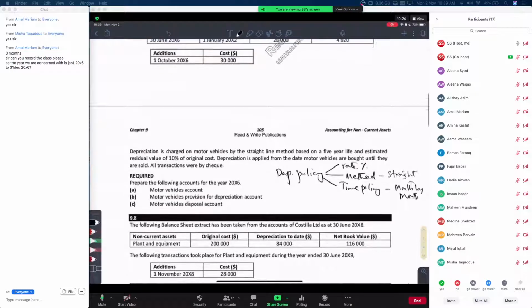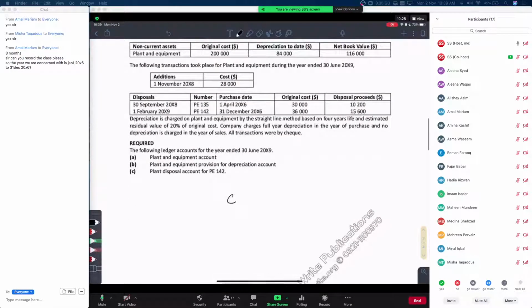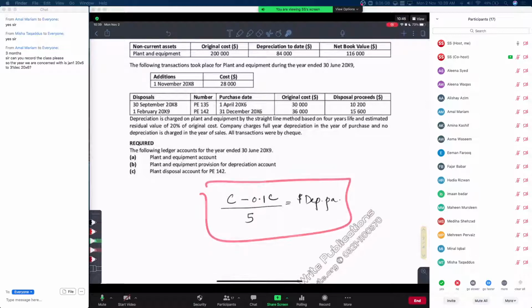Let me just find a space here. Okay, so whatever your cost is, assuming C is your cost, C minus 0.1 C over 5, that is your depreciation per annum in dollar values, right? This is the dollar value of depreciation per annum, right? So do you agree with this formula based on the depreciation policy?